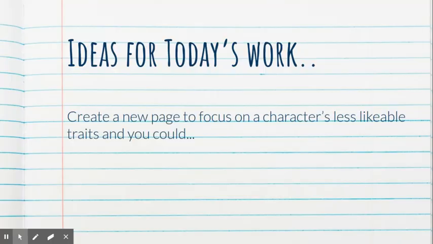So I have some ideas that you can do whenever you're working in your notebook. Whether you choose to stay with the digital notebook or you want to write this out on paper, that's up to you. But I want you to go ahead right now and create a new page to focus on the lens of less likable traits for your character. Title this page the name of your book and your character.